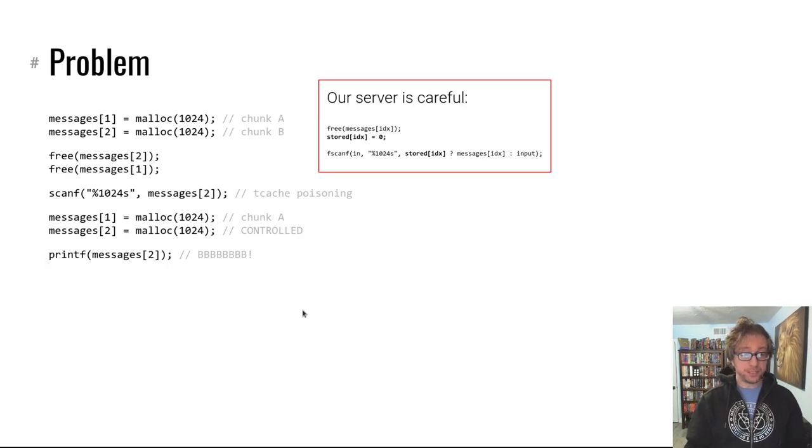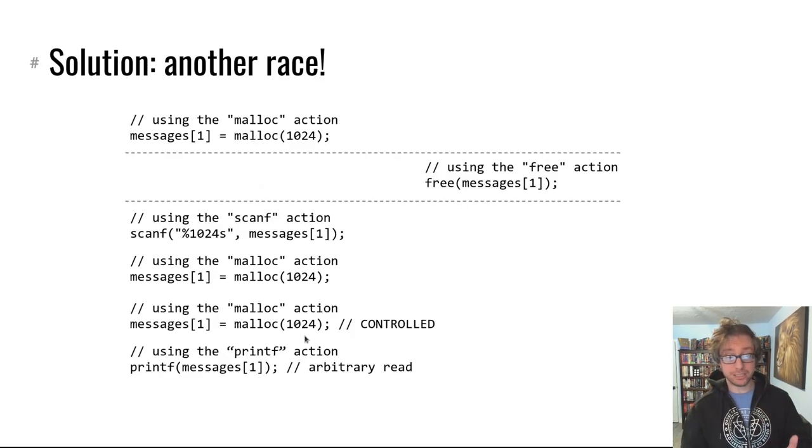What's the problem? Of course, the problem is that the server is careful. When it frees a message, it'll set it as not currently stored, and then it will refuse to actually scanf into that message if it is not stored. Instead, it'll just scanf into a buffer that's not used anymore in that loop. All right? So on the face of it, we're screwed, but that's not the case, again, because of race conditions. So we're going to race the allocation.